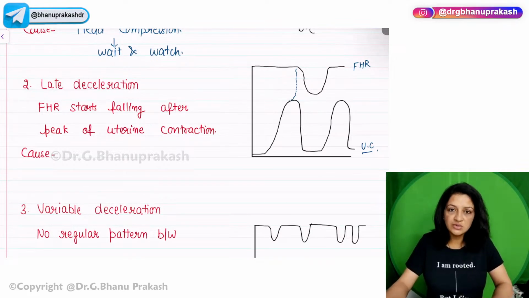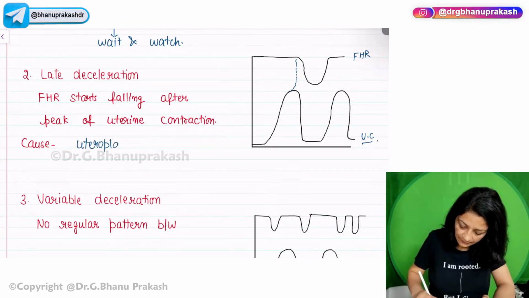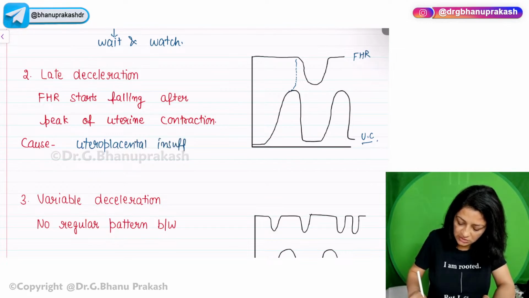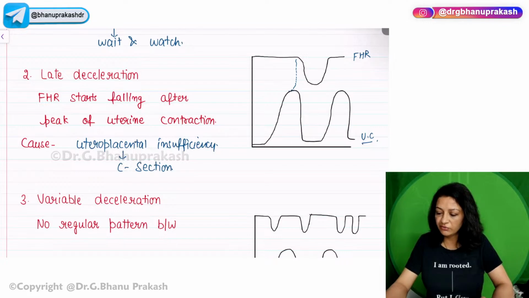So what is the cause of late deceleration? Cause is uteroplacental insufficiency. Insufficiency means indication for cesarean section. Means fetal hypoxia, indication for cesarean section.